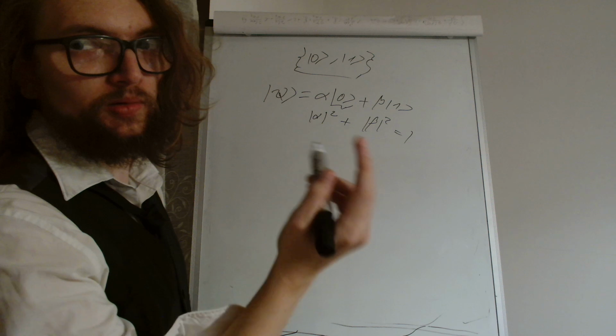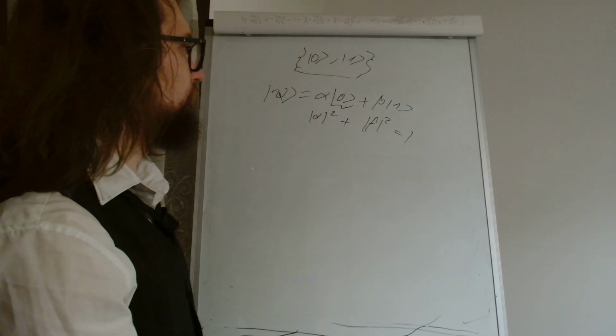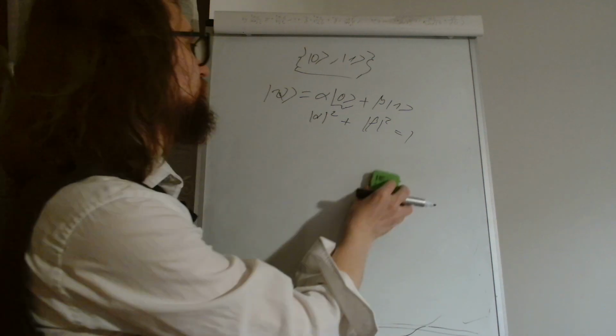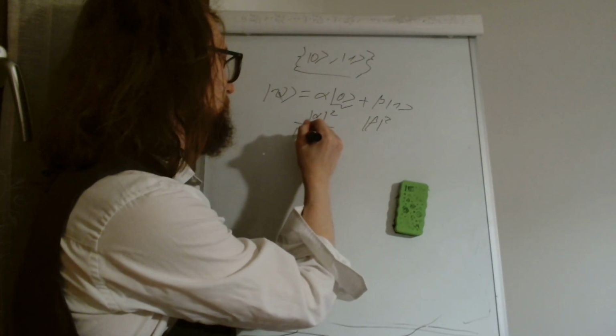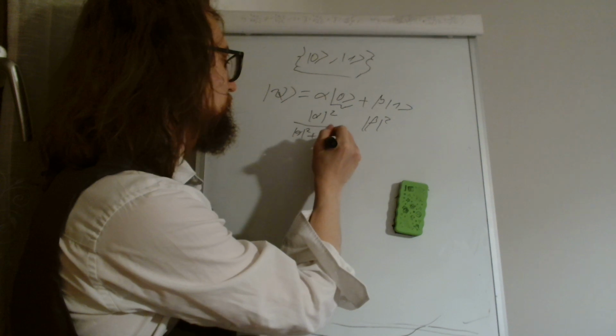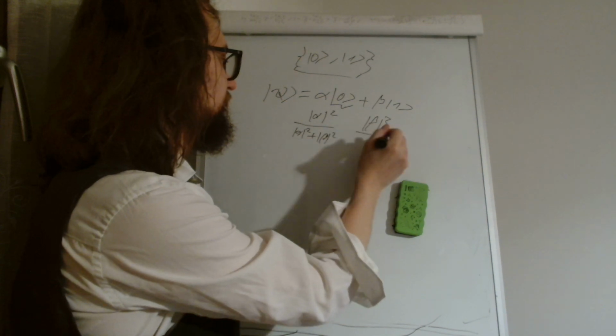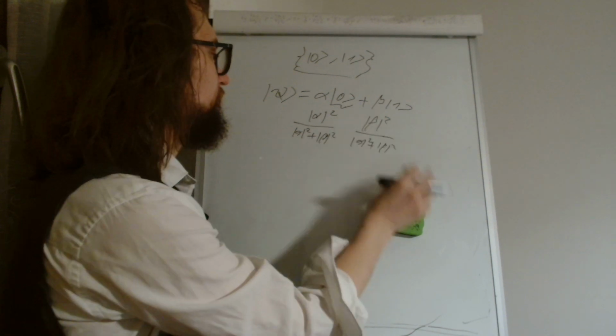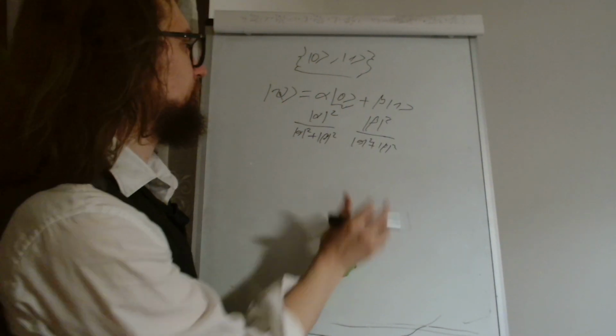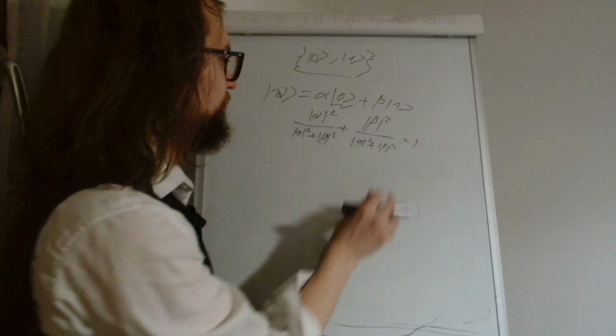If they don't add up to 1, you can also consider those states as the probabilities are normalized, must be normalized by dividing them by alpha squared plus beta squared, so that the sum of these is 1.